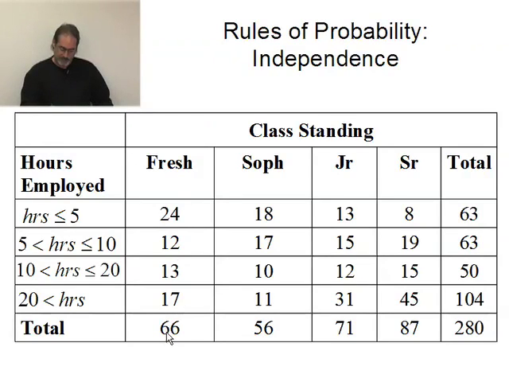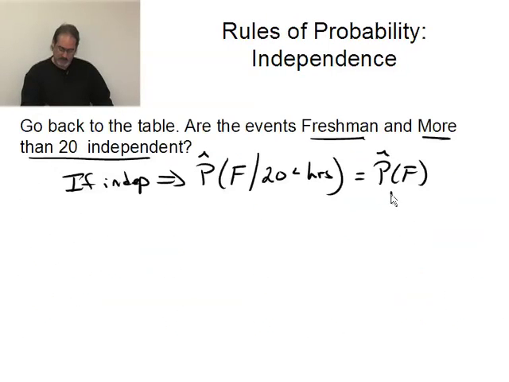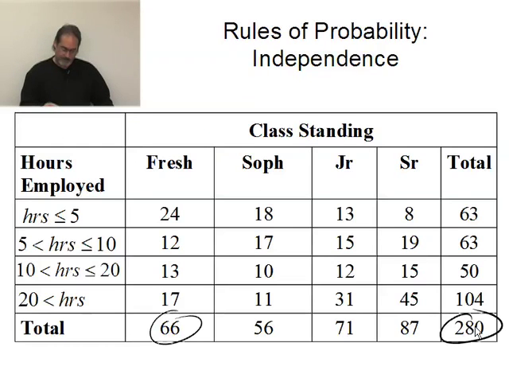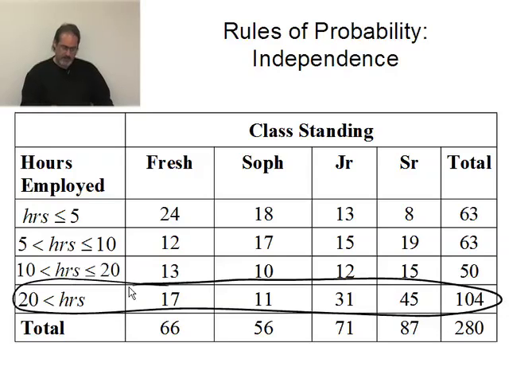Probability of freshman is 66 over 280. So let's see, this is 66 divided by 280. Now, what's the probability of a freshman given more than 20 hours? Well, let me clear this off. Given more than 20 hours, this is my entire universe. What's the probability of a freshman? Well, that's 17 out of 104.